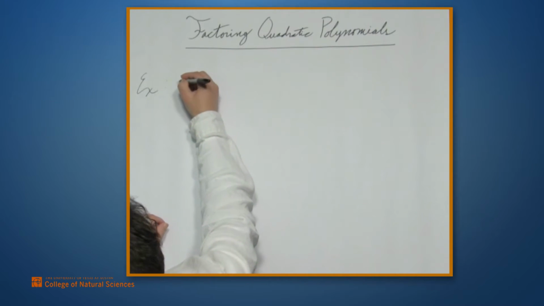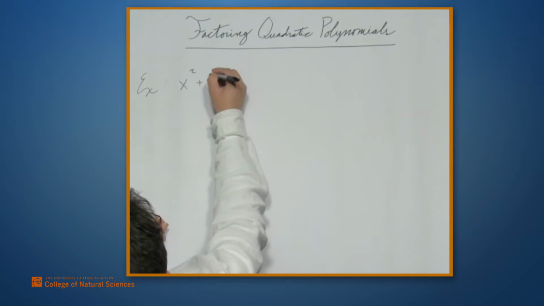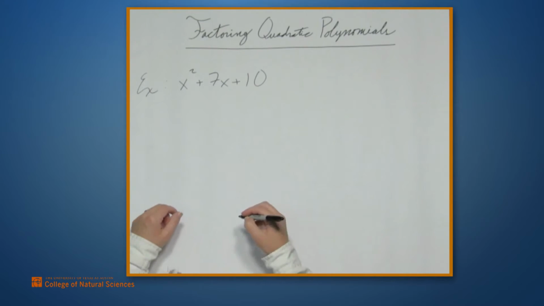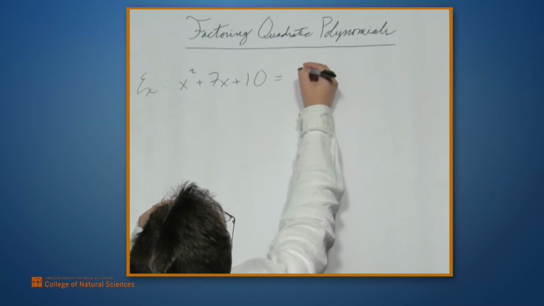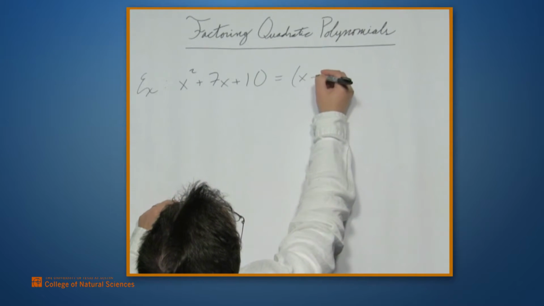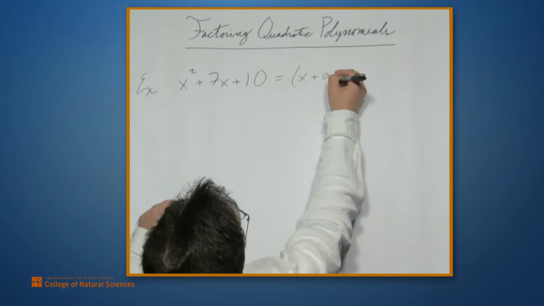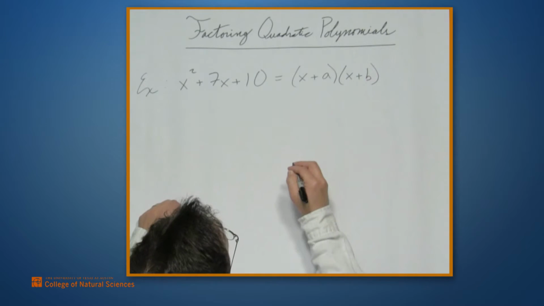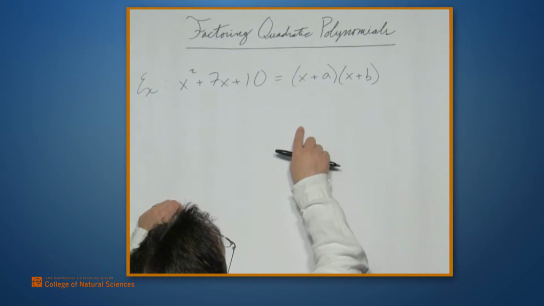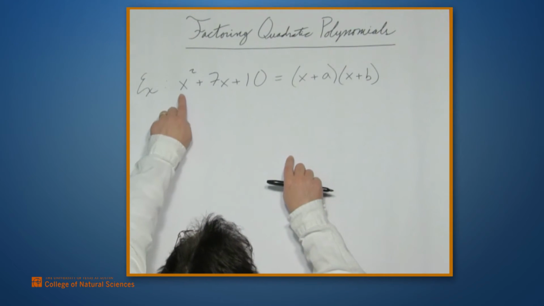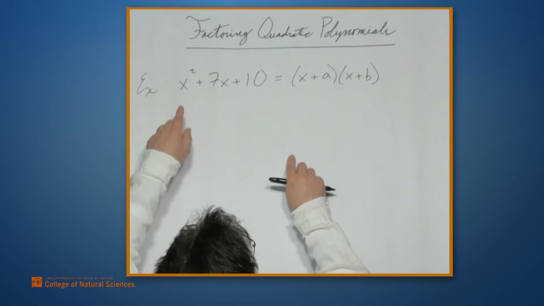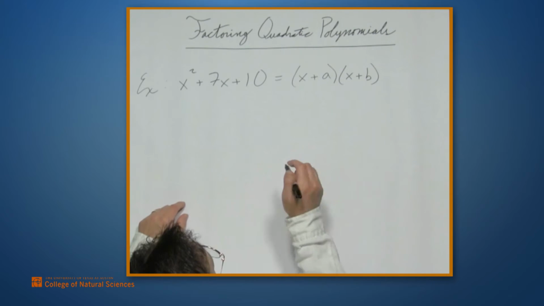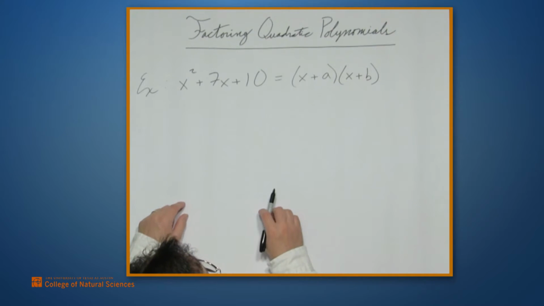So our first example, let's look at x squared plus 7x plus 10. Now, we want to factor this. So let's write the basic form that we know it's going to take. It's going to take the form of (x plus a) times (x plus b). It factors into 2 linear terms, if it factors at all. And since the coefficient of x squared is 1, we can put a simple x for these 2 terms. The question is, what are a and b?